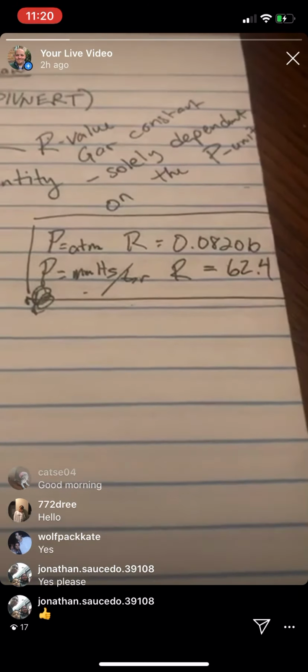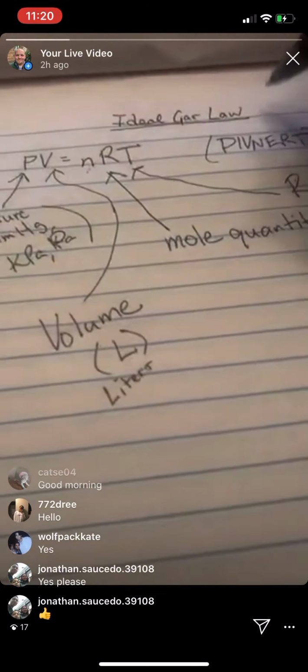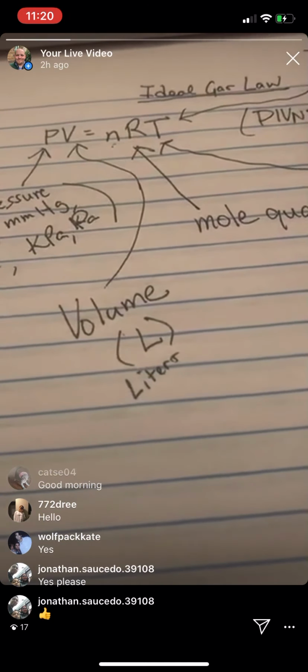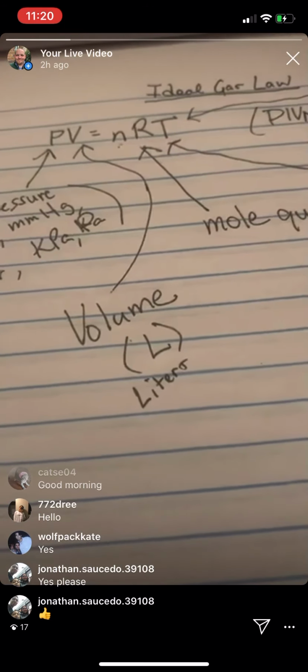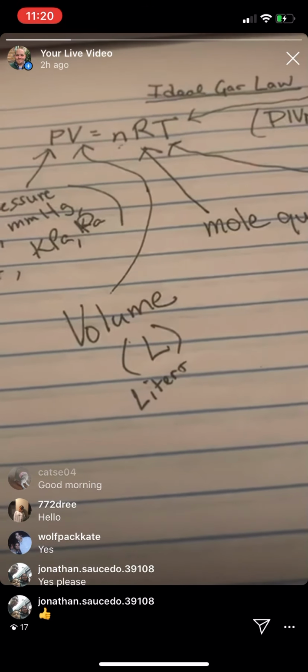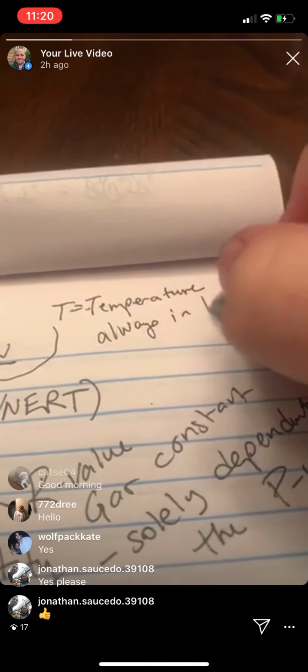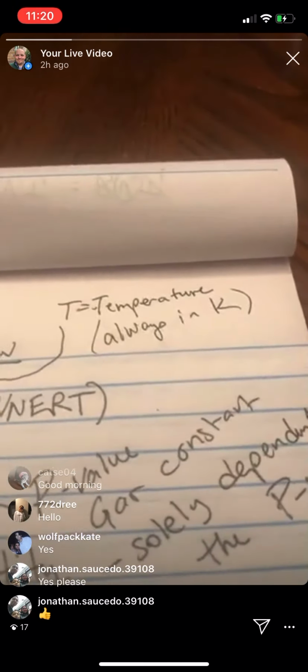All right, and the last value is T. That value is T for temperature. Temperature. And it is always in Kelvin. Always.